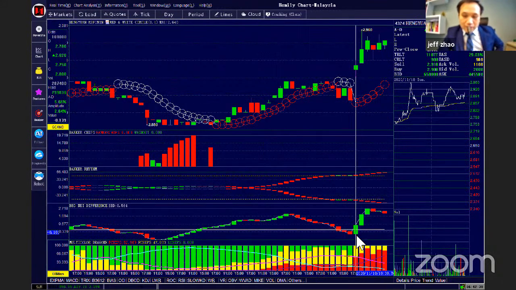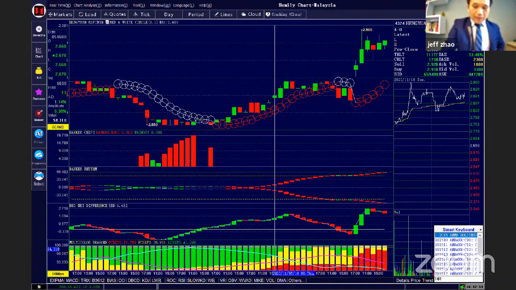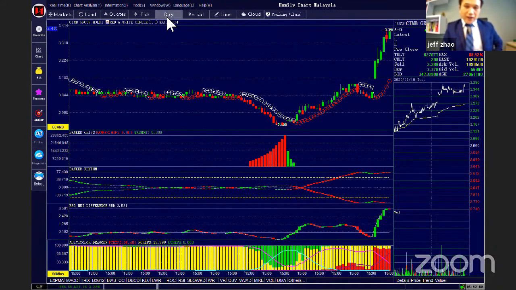You can see the banker. This one, the banker increased a lot. Also, on the first day, the retails disappeared. For the bank shares, it's also the same. Bank shares on the daily chart.